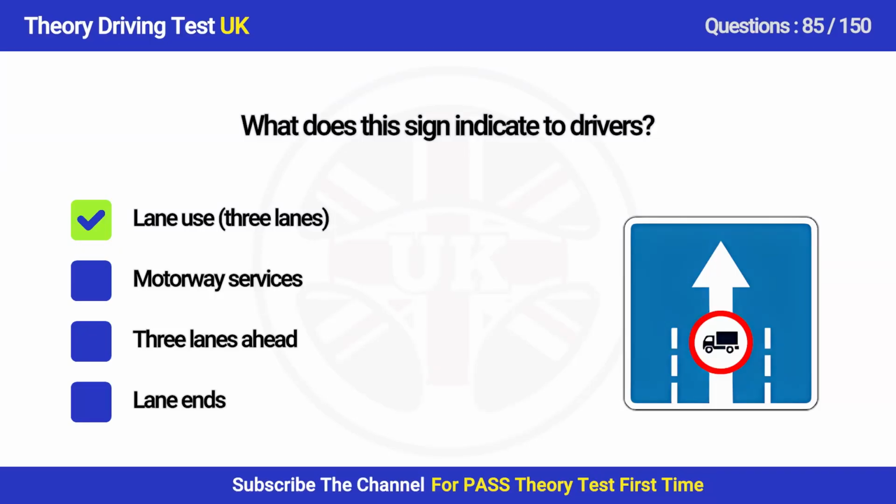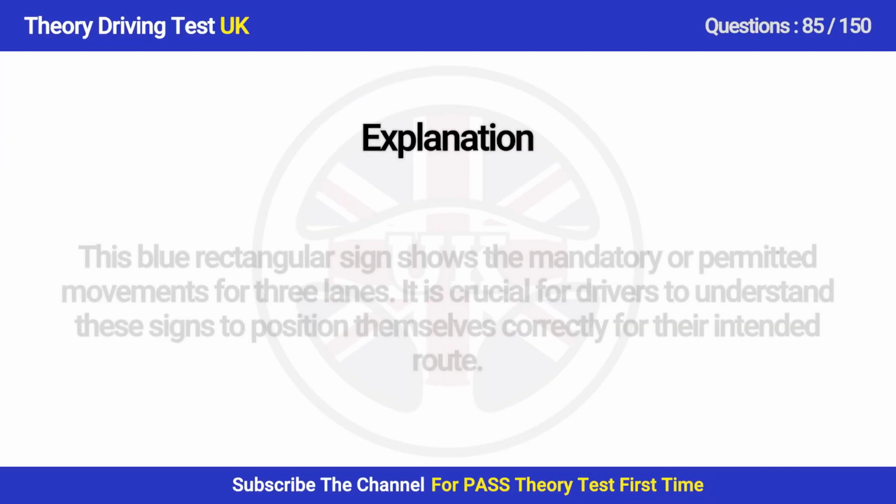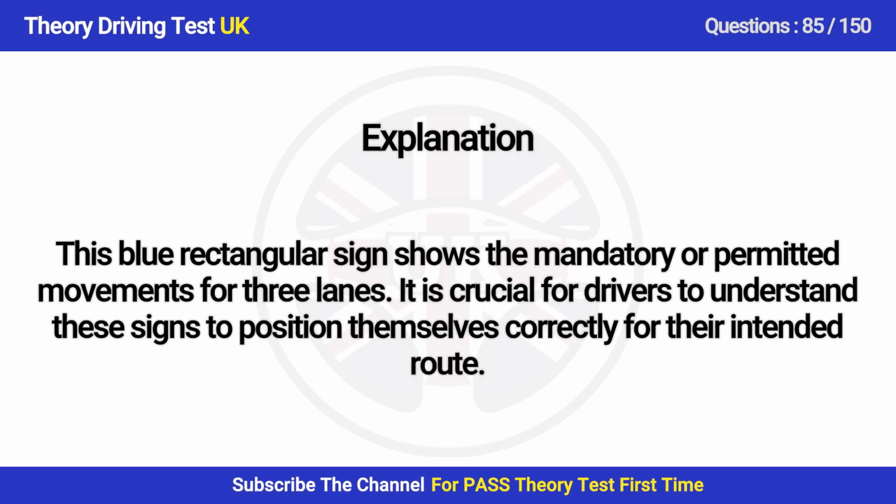Answer is A. Lane use 3 lanes. This blue rectangular sign shows the mandatory or permitted movements for 3 lanes. It is crucial for drivers to understand these signs to position themselves correctly for their intended route.